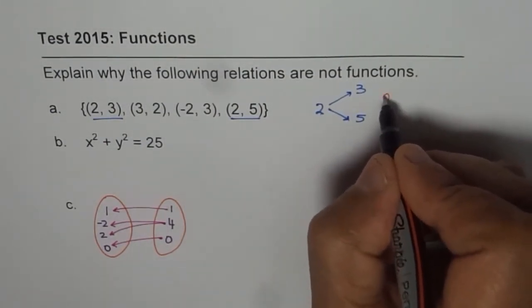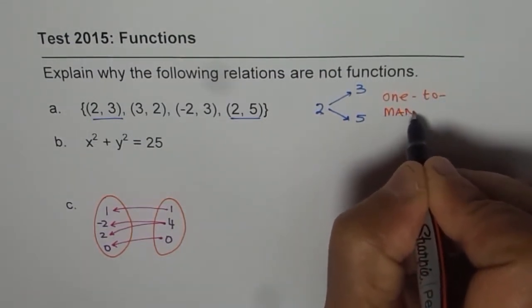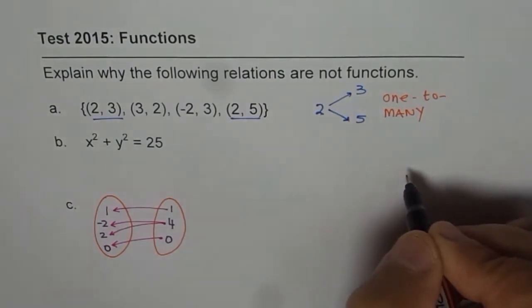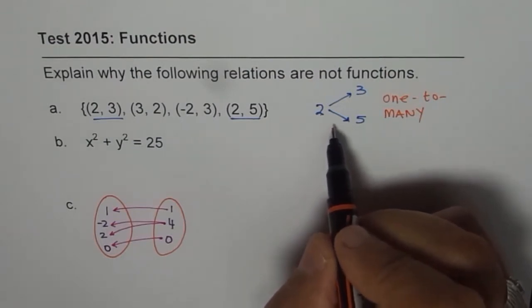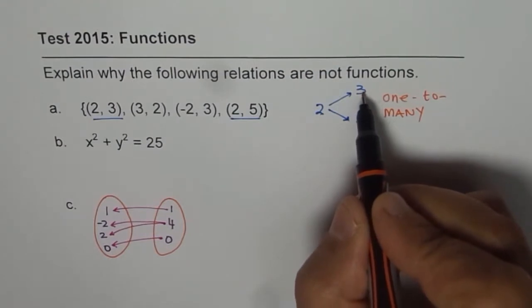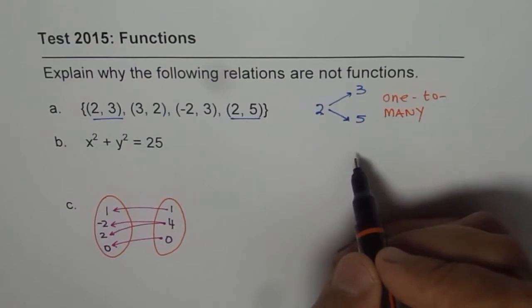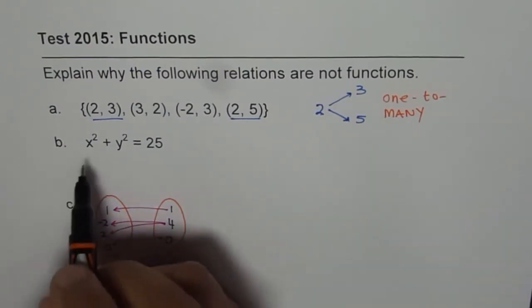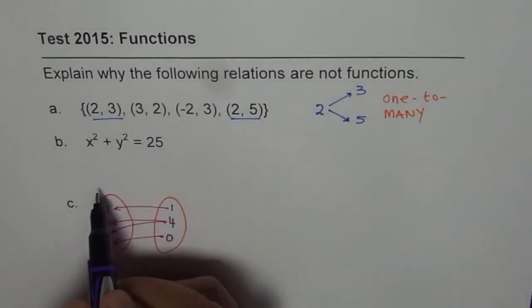So if you have a one to many relation, in that case, it is not a function. In this case, we really don't know when we say the value of f of 2, whether it is 3 or 5. That is why it is not a function. I hope that's absolutely clear. The second one is x squared plus y squared equals 25. Now, this is not a function. How can you explain? We can isolate y and explain.